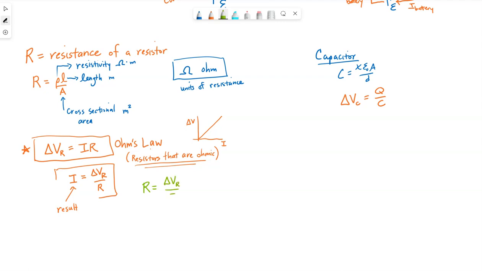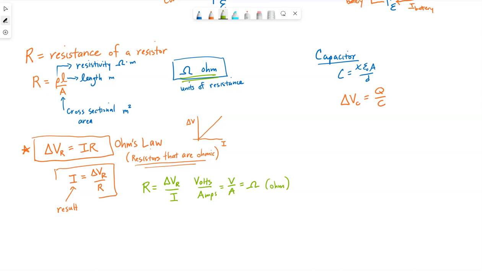Now, with these units, we could solve for R. R would be delta V over I. We already know potential difference is in volts. We've now talked about how current is in amps. A volt over an amp is defined as this ohm. And so these are the units we will see for our resistors. But that also means if we have an ohm times an amp, we get a volt. So we have some units that we can work with together.